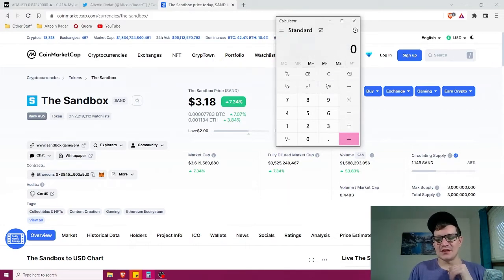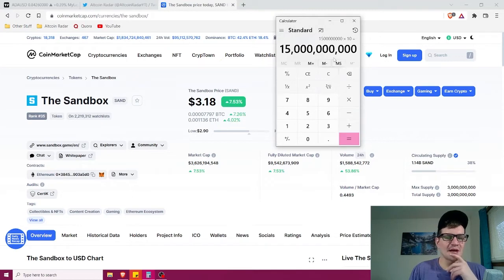When that happens, the circulating supply is going to be a lot higher than where it's at right now. So for the sake of this video, I'm actually going to use a circulating supply of 1.5 billion tokens instead of 1.14, which is pretty much half of the overall max supply. We're going to take 1.5 billion and start multiplying it by different numbers and see what we get. So we'll multiply it by $10 first.